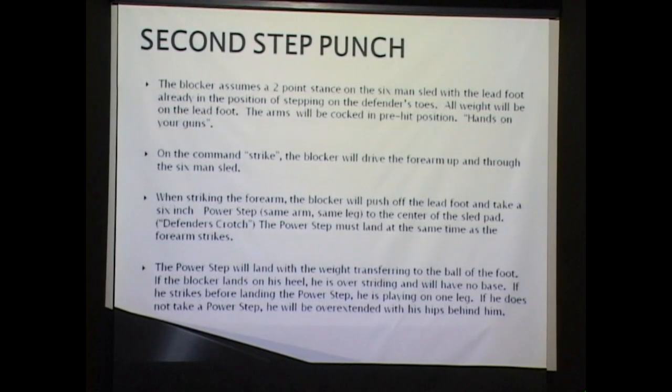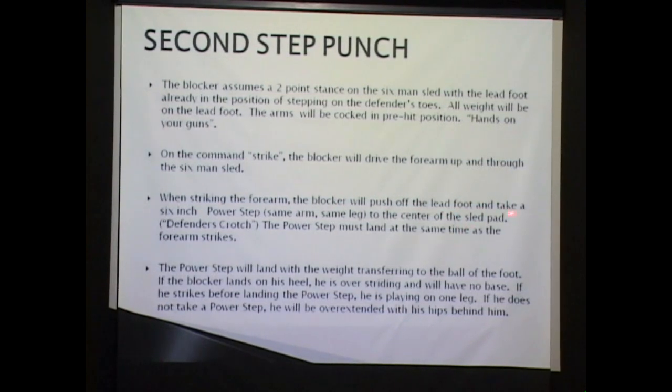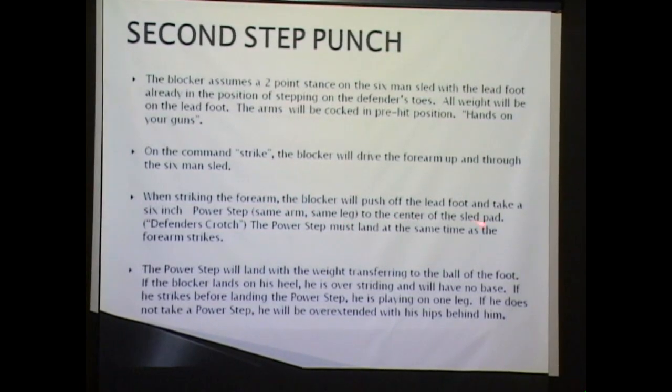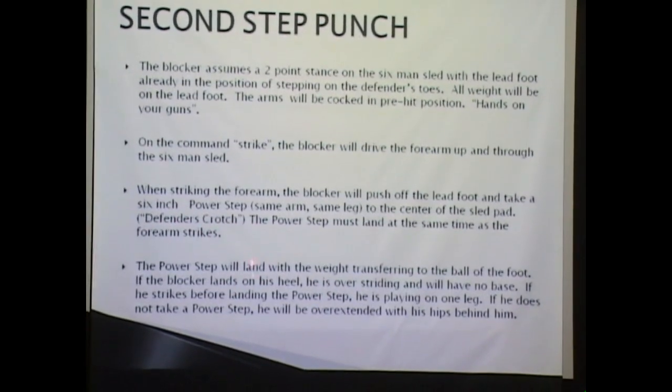That is 80% of our run game in the pistol is zoned. Okay, all weight will be on the lead foot, arms will be cocked, and we say hands on your guns, and we've got the hammer back. On the command strike, I'll drive the forearm up and through the 6-man sled, just like I did in the 4-point punch drill. When striking, though, I will push off the lead foot and take a 6-inch power step. Same arm, same leg to the center of the sled pad. That is what we call the defender's crotch, which is our aiming point.